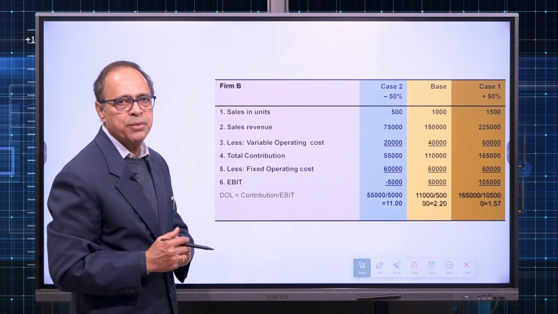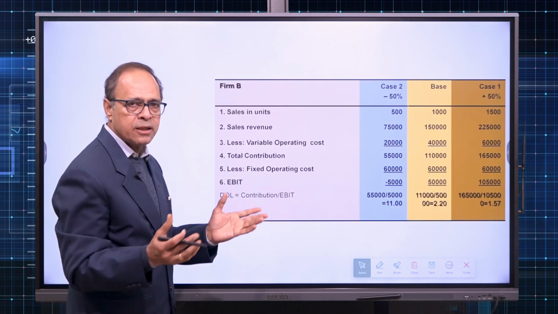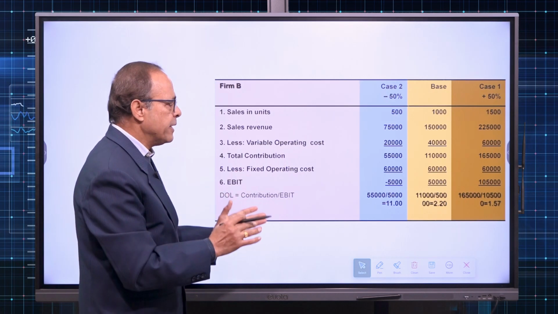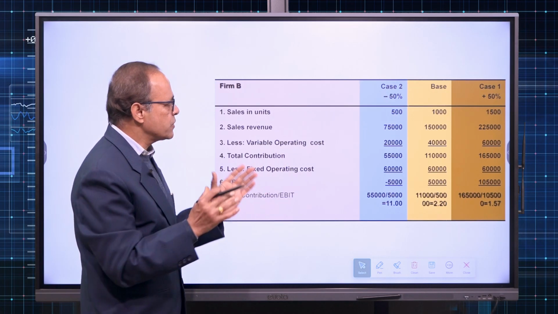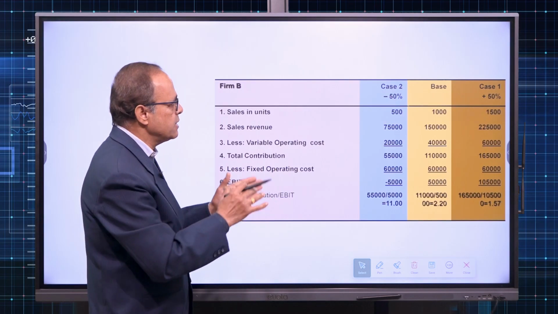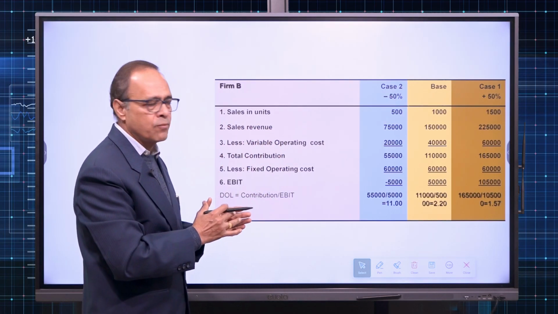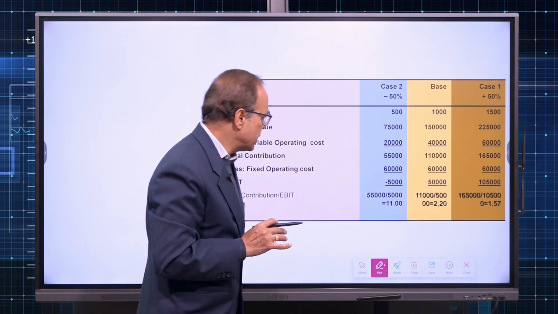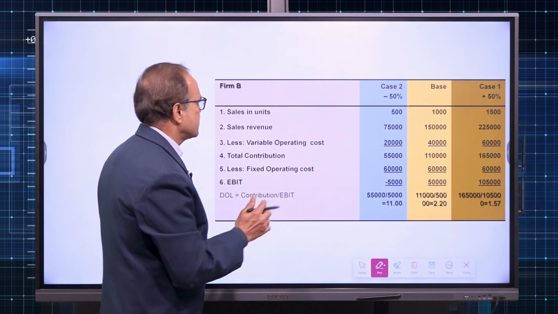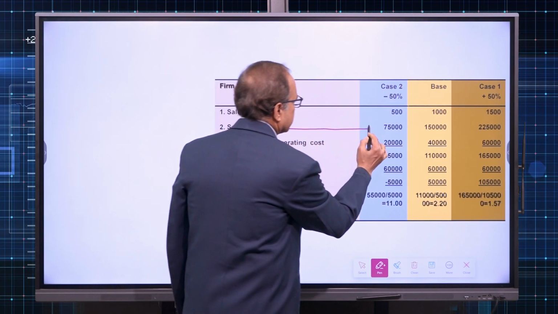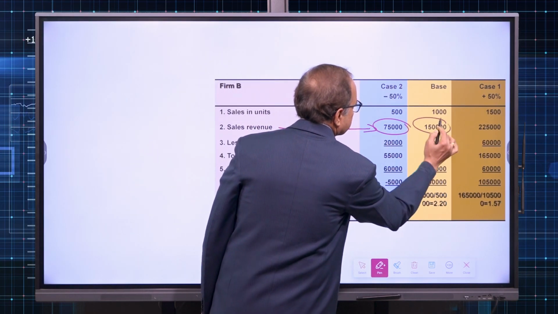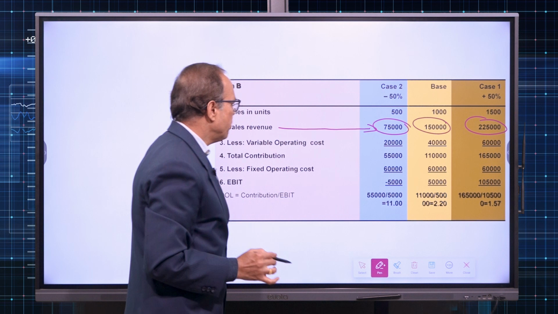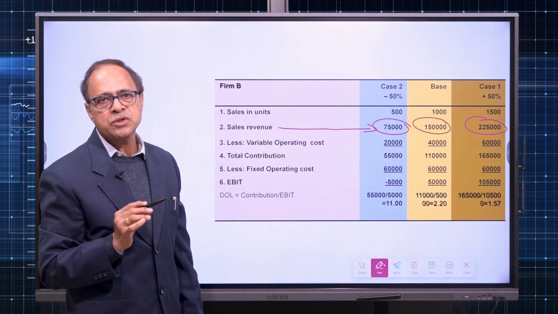So that is my firm B. Both are competitors. Selling price is the same. We are testing for the same base case as well as up case and down case. The only difference in this case is that, pay attention, sales revenue will remain the same, whatever may be the case. But your variable operating cost will be different.